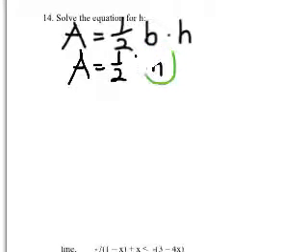So to do that, oh, I didn't think it would erase everything. Let me put that back in, bh. If I want to solve the equation for h, I've got to get h alone. And to get h alone, I've got to get rid of that b and get rid of that 1/2. But I can't just erase them, because then it wouldn't be equal anymore. I've got to do the same thing to both sides of the equation.